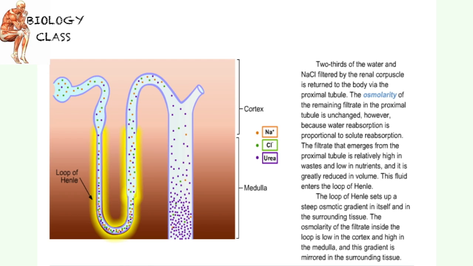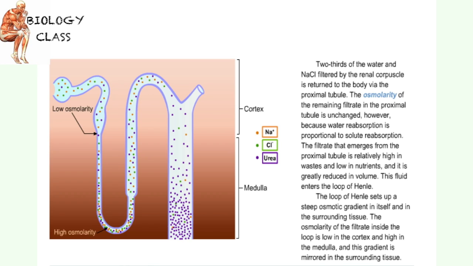The loop of Henle sets up a steep osmotic gradient in itself and in the surrounding tissue. The osmolarity of the filtrate inside the loop is low in the cortex and high in the medulla, and this gradient is mirrored in the surrounding tissue.